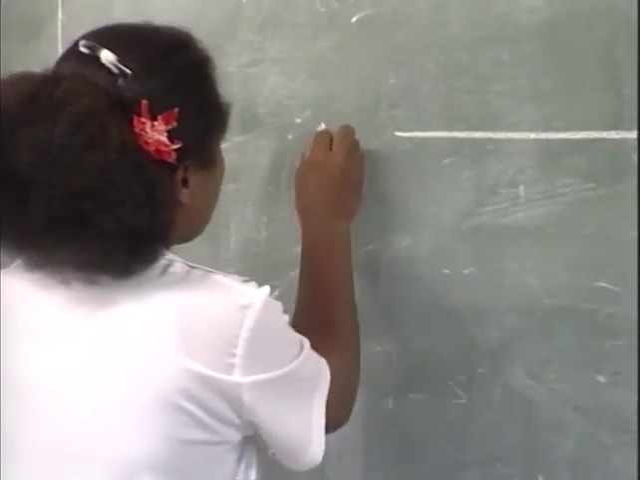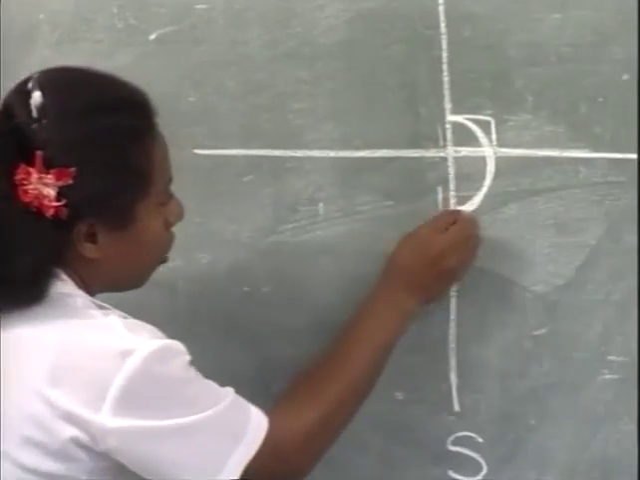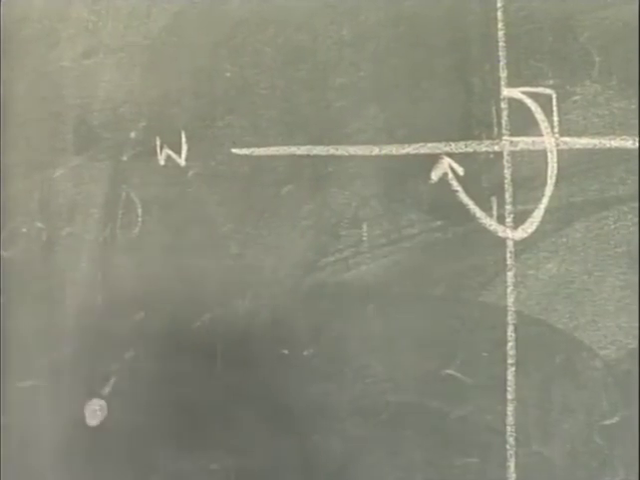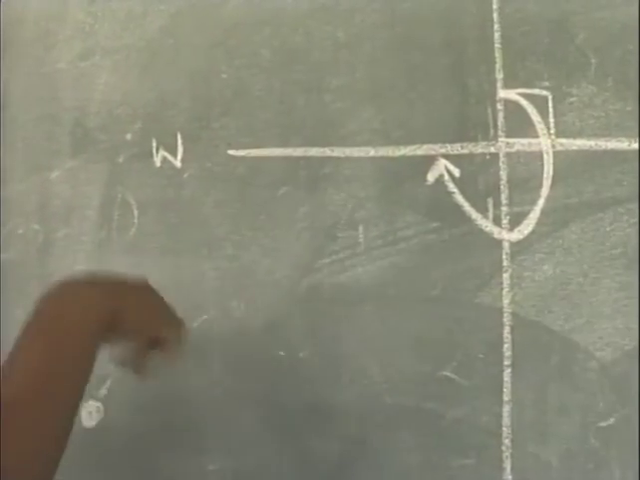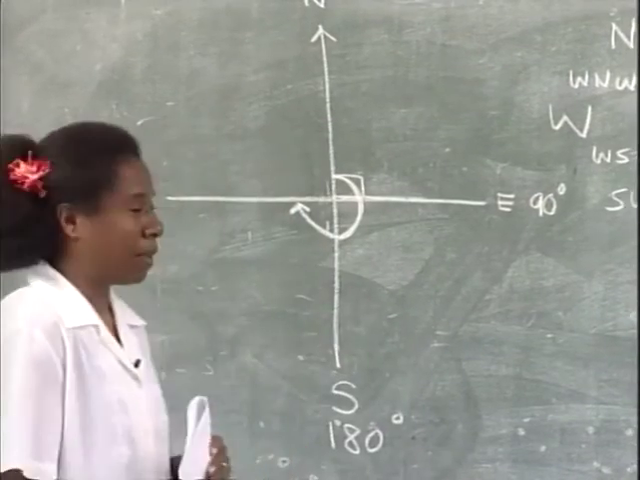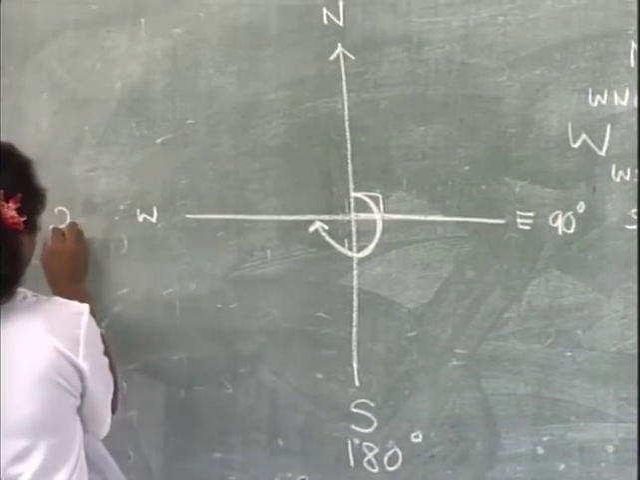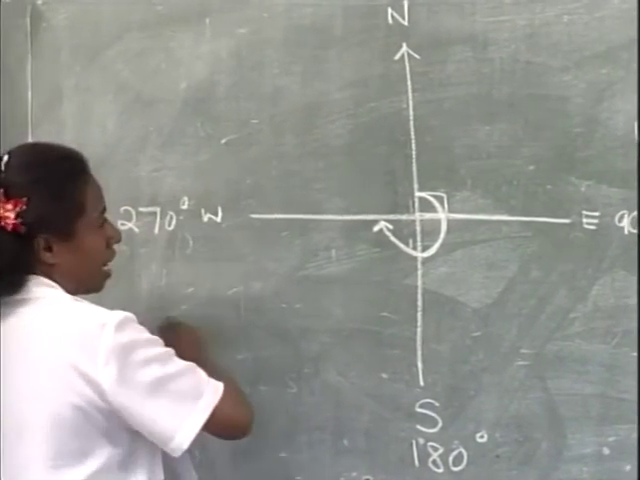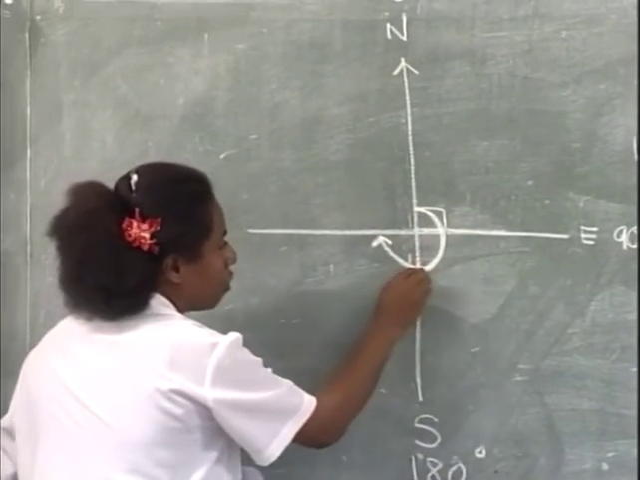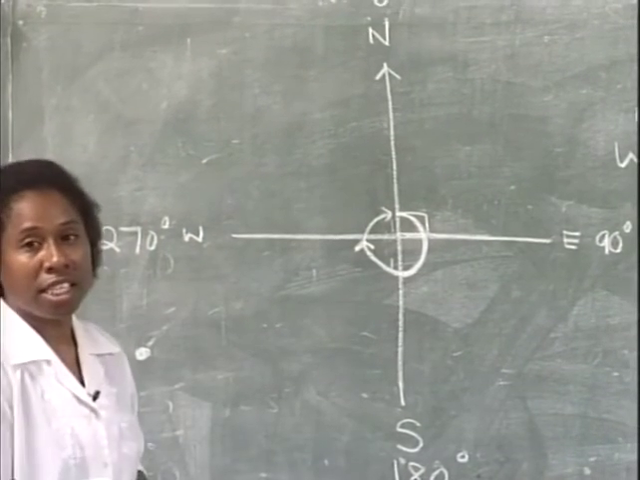The direction west, it is this angle here all the way to this point from the north direction. At what bearing is the direction west? Tony. 270 degrees. Okay, 270 degrees. And then when we complete one full revolution right around, then we end up having 360 degrees.